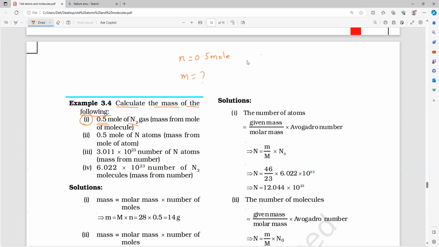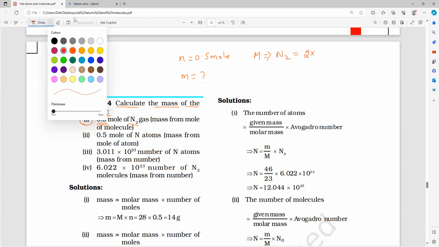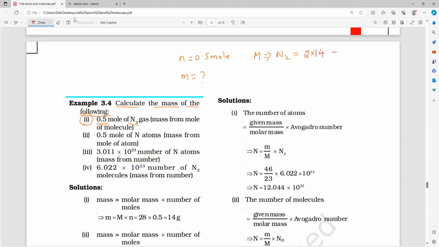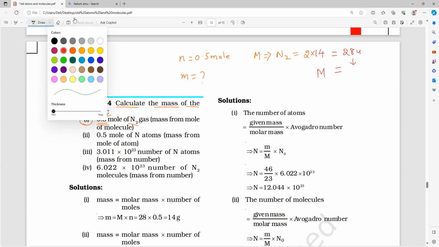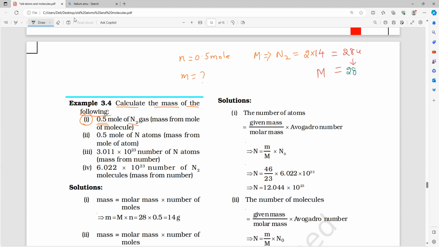Okay, next. Mass they are asking. So immediately you should calculate molar mass. What is the molar mass of nitrogen gas? Number of particles are 2. What is the atomic mass of nitrogen? Atomic mass of nitrogen is 14. So which is equal to 28 u. 28 u I will write as molar mass: 28 gram per mole. That is important. So now formula. What is the first formula?